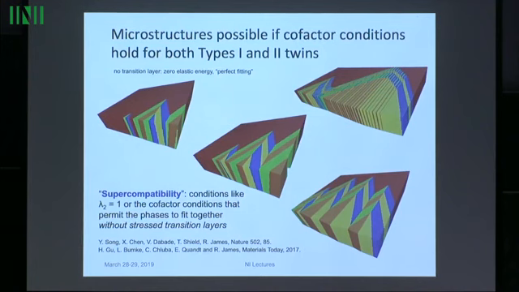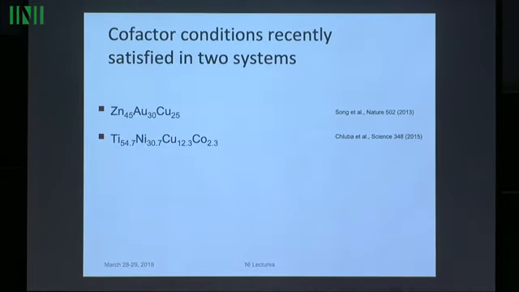Although, I'm going to show you some graphs of some materials that were designed to satisfy the cofactor conditions. We have 2 materials now. And the exact connection between these conditions and the reversibility of the phase transformation is an open question. Okay, so as I say, there are 2 materials that satisfy the cofactor conditions. One is zinc, gold, copper, and the other is a complex alloy in the titanium-nickel system.